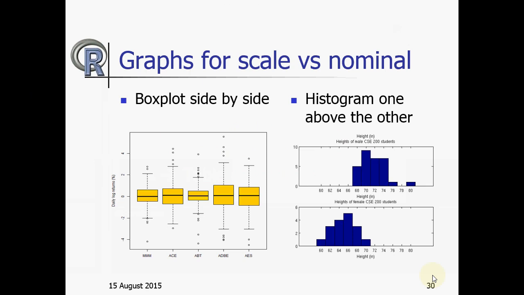And what about graphs? Well, graphs are more or less the same thing. We use the graphs for the scale variables and we apply it by groups. So we use histogram by groups. Obviously, histogram by groups must be one above the other so that you can clearly see how the distribution is different. And boxplot by groups, which must be obviously one next to the other.